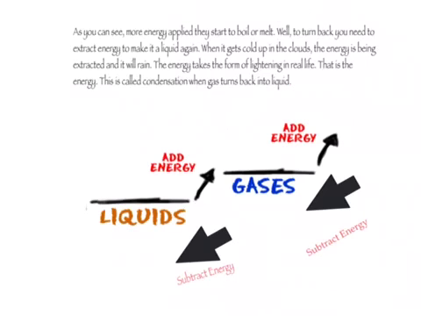As you can see, the more energy applied, they start to boil or melt. Well, to turn back, you need to extract energy to make it liquid again. So when it gets really cold up in the clouds, the energy is being taken away from the H2O molecules, and it will rain or snow depending on how much energy is taken away. The energy takes the form of lightning in real life.